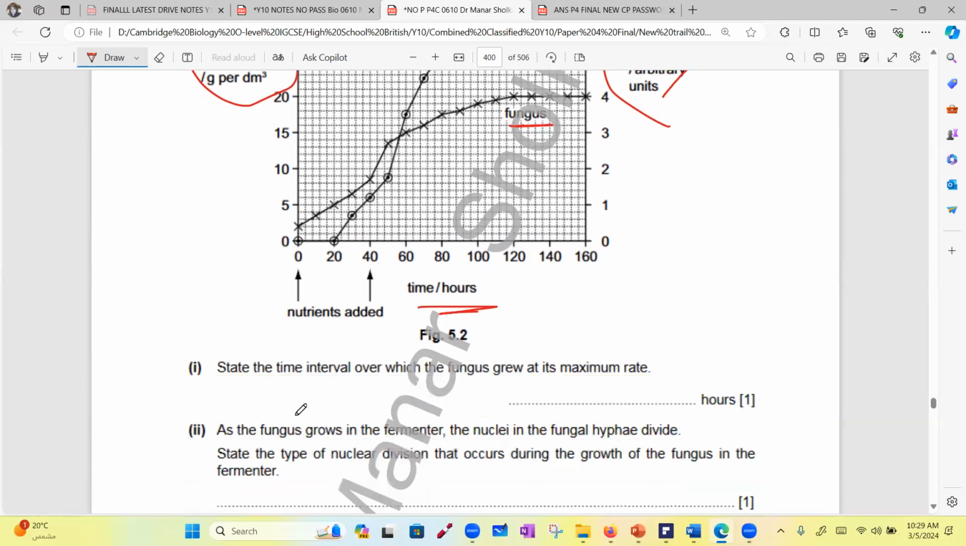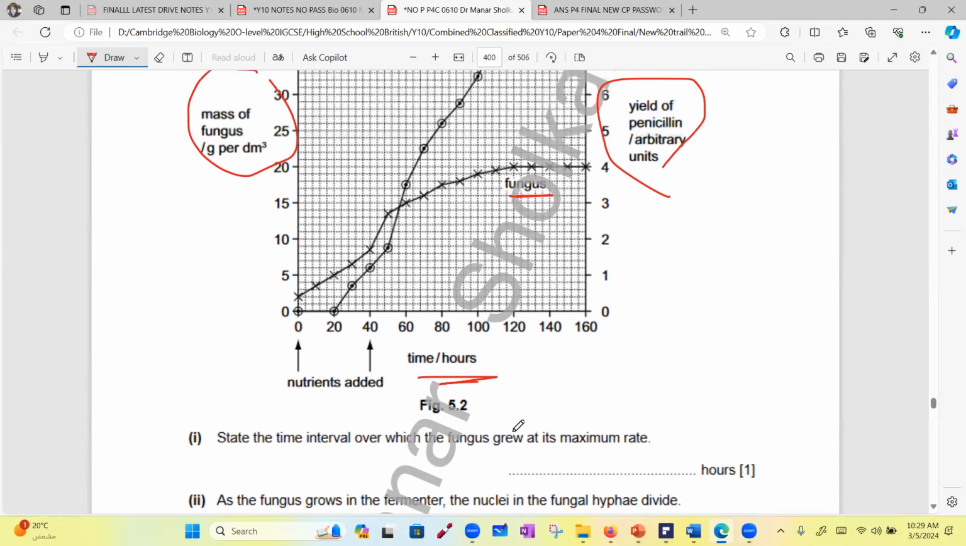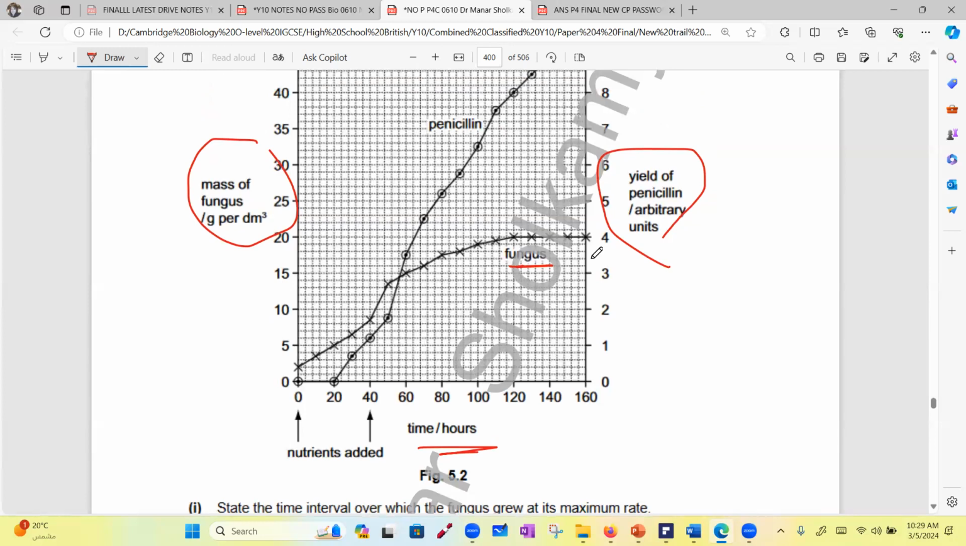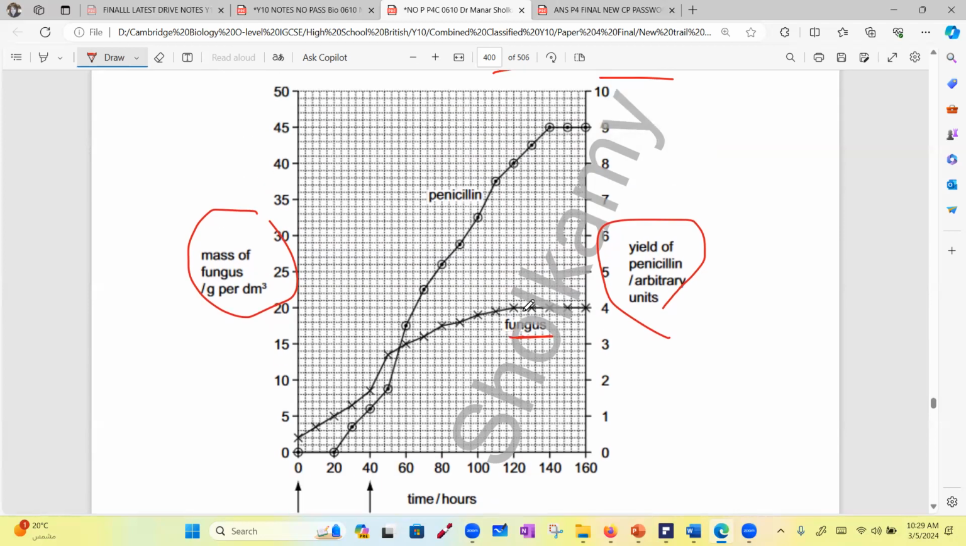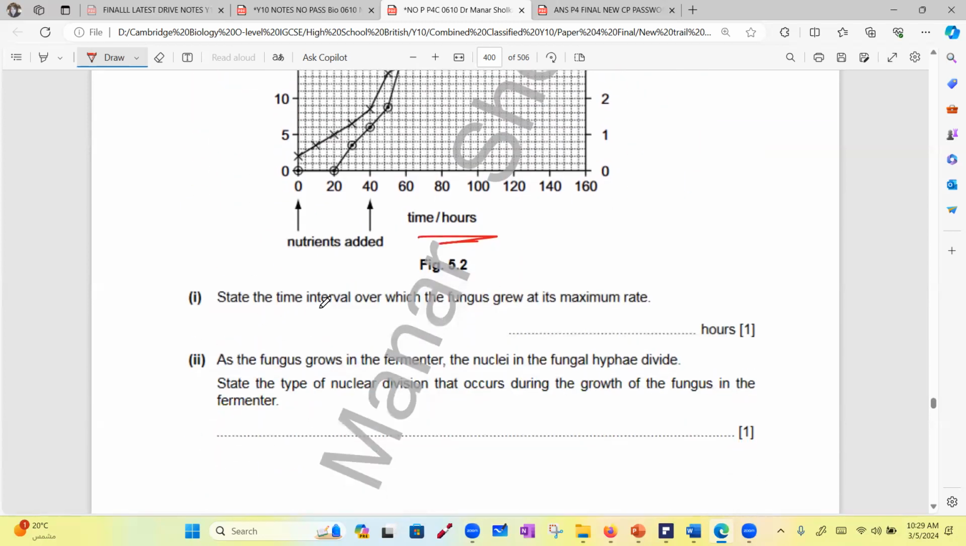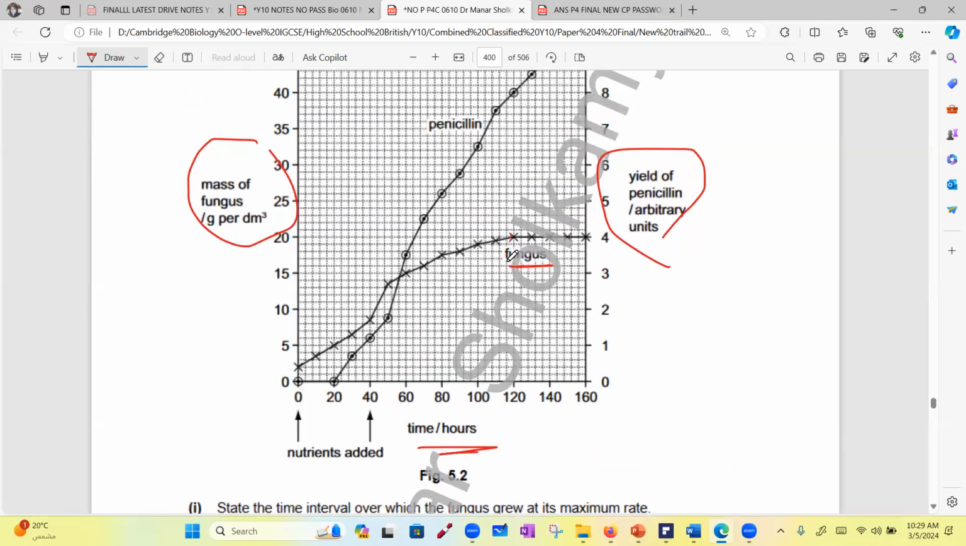Good. State the time interval over which the fungus grew at its maximum rate. The maximum rate was here. Yes? From where to where? Fungus. Where did you get 40 to 50? This is the growth of the fungus. The penicillin is this. The fungus. State the time interval over which the fungus grew at its maximum rate. The time interval, I think it's from 120 hours to 160 hours.